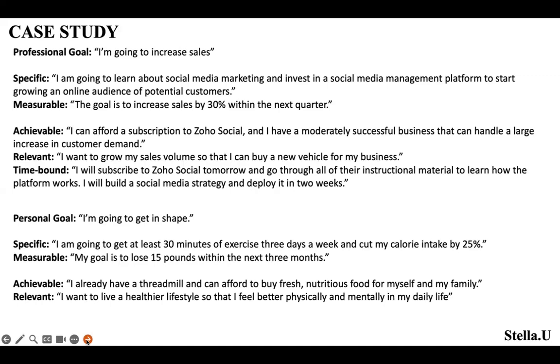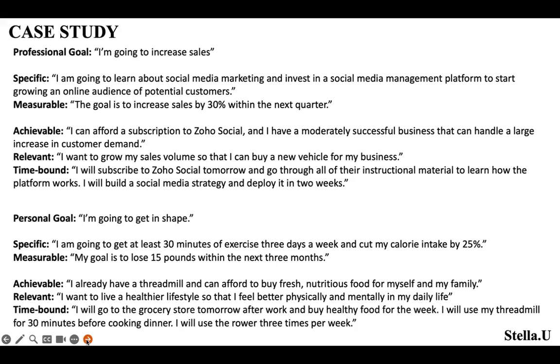And then, why is this relevant? Because I want to live a healthier lifestyle. I want to live long, right? So that I can even feel better about myself. There are some people that, because of their size, are not confident, so it affects how they appear physically. The person wants to improve their physical and their mental life. They want to make it better.